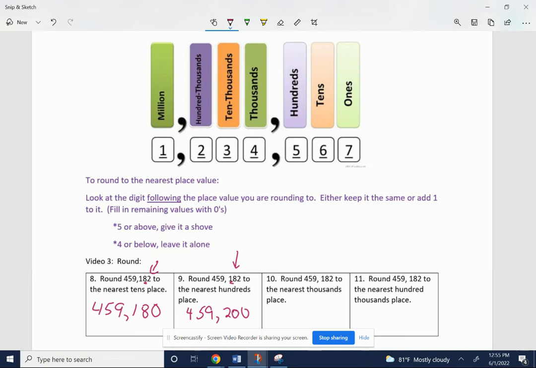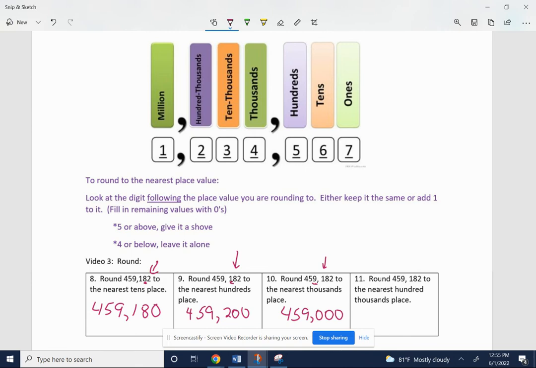Okay, round 459,182 to the nearest thousands place. The thousands place is the 9. So I'm going to look at the 1 following that to decide, do I keep it 459,000 or do I make that 460,000? Since that 1 is 4 or below, I'm going to leave that 9 alone. It's going to be 459,000. Just stick zeros in the remaining place values.